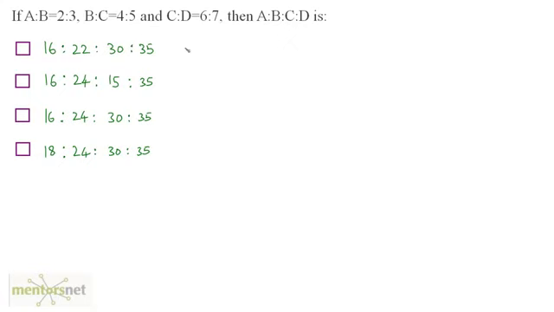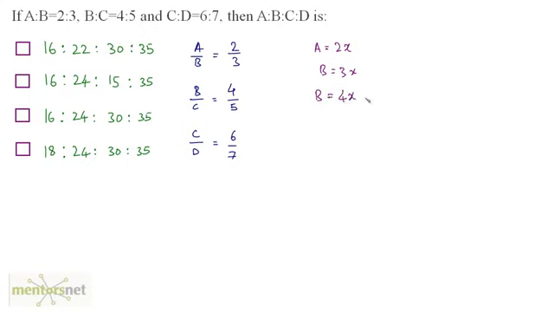So the ratios that are given to us are A by B, which is 2 by 3, and B by C, which is 4 by 5, and C by D, which is 6 by 7. Now, you have been given the ratios. Now you can say that A is 2x and B is 3x. But here B by C is 4 by 5. So now B is equal to 4x.